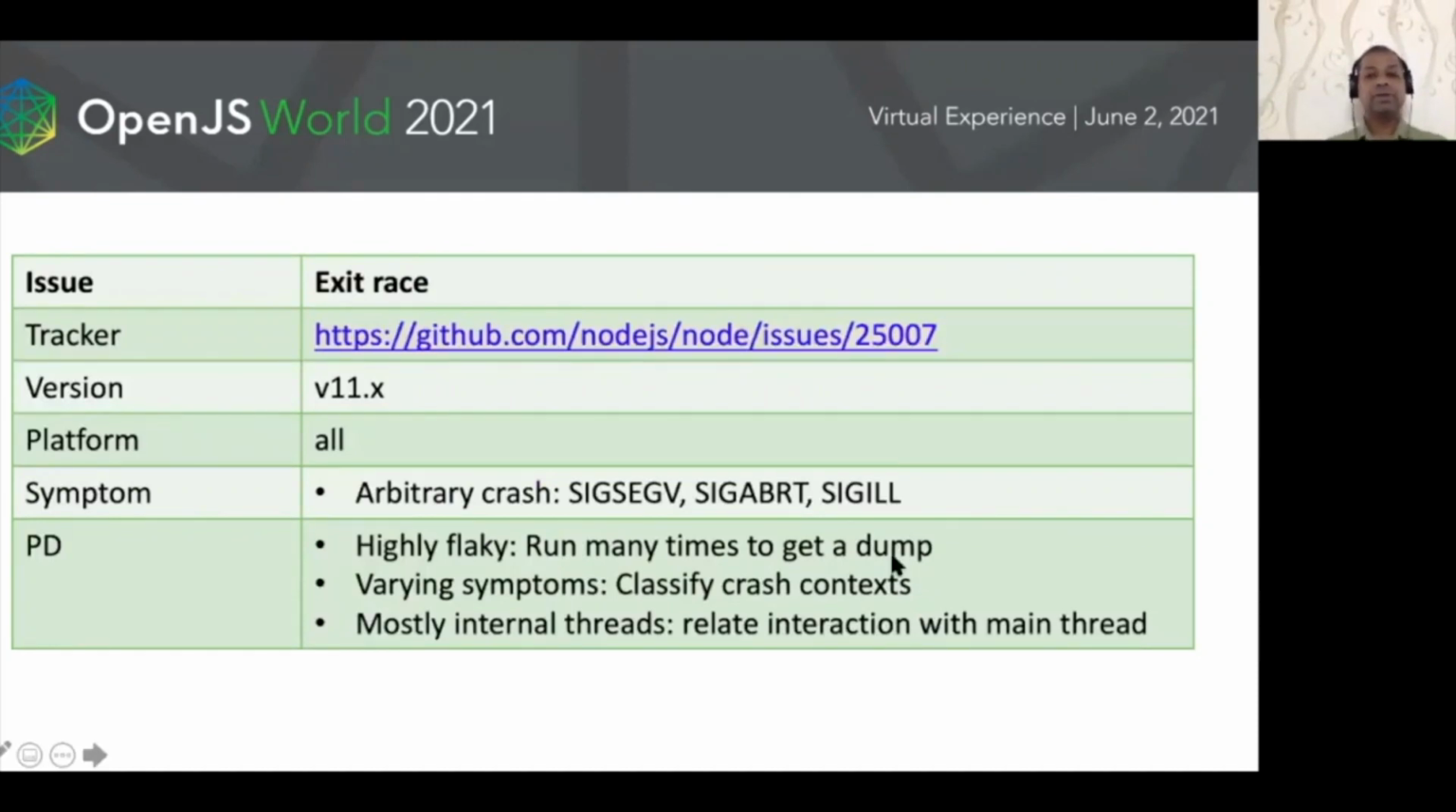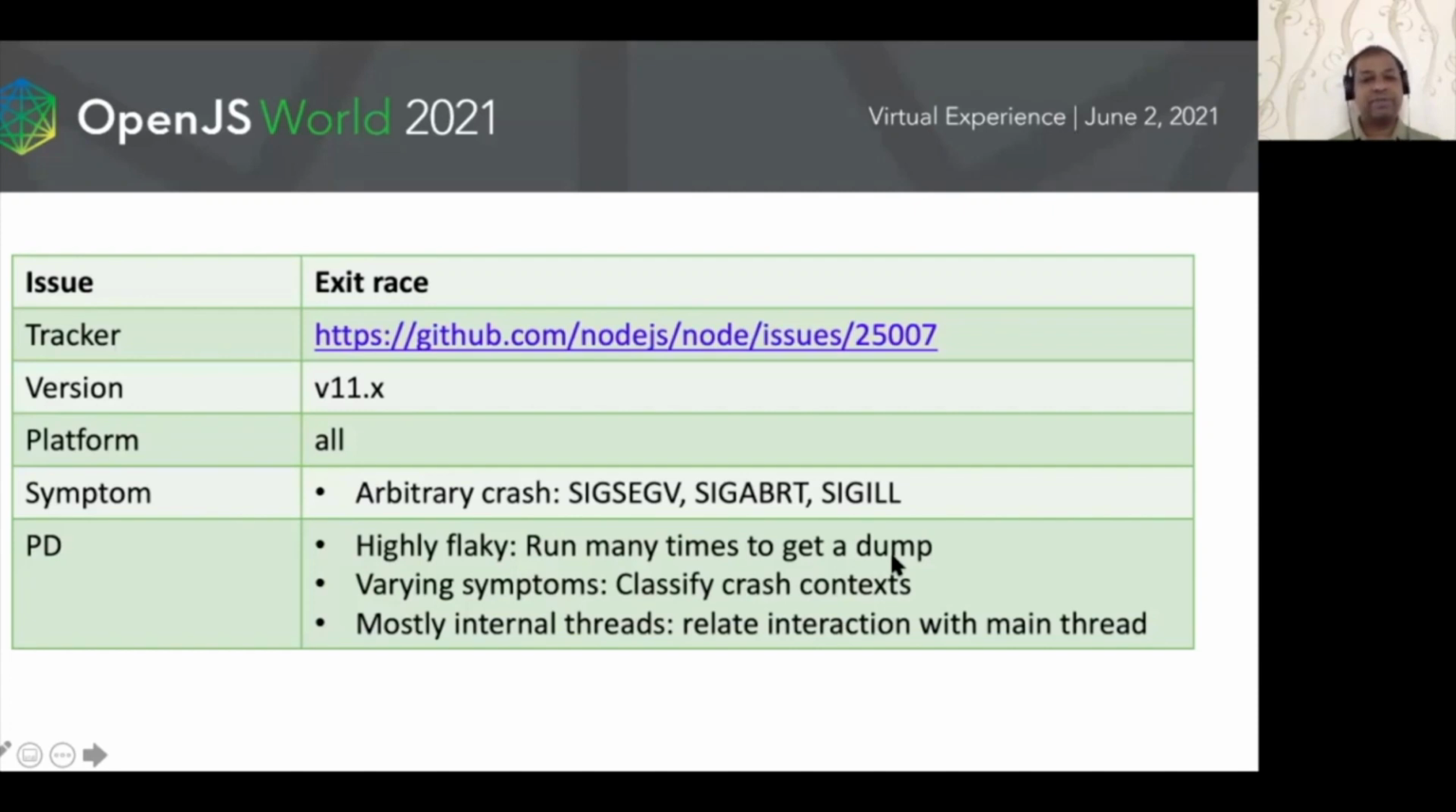So the next one is exit races. This is an issue that was reported in Node.js version 11. So what is an exit race? Of course, the name was given at a later point in time, when we had completely diagnosed the issue and the resolution was identified. The issue manifested as random crashes in all sorts of programs, with no specific patterns whatsoever that could be identified.